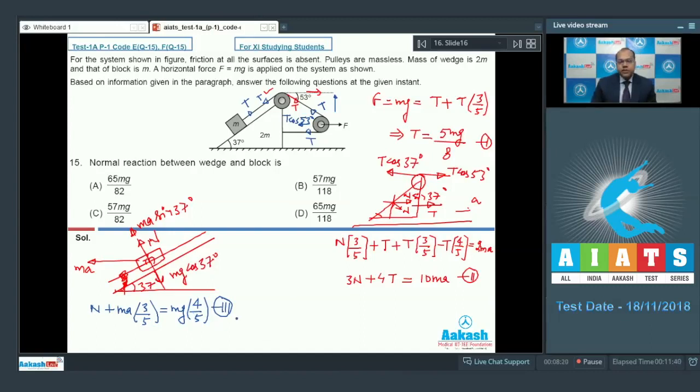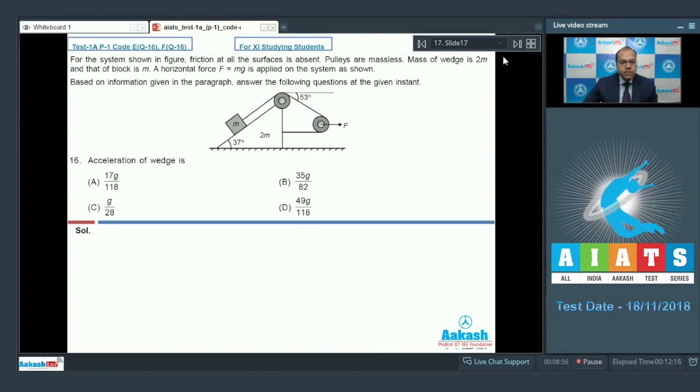The value of N comes out to be 65mg by 118, and the value of a comes out to be 49g by 118. So let's check the options. The correct answer for question number 15 is option D, and the correct answer for question number 16 again is option D.